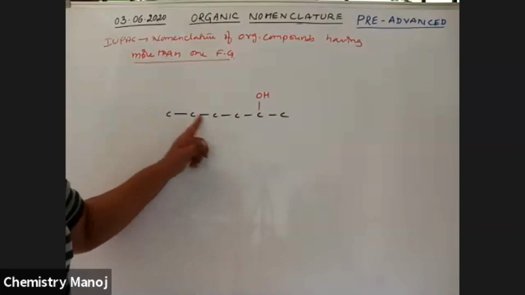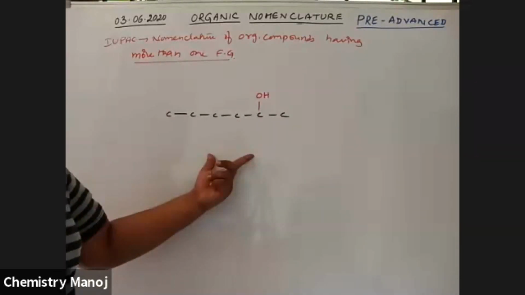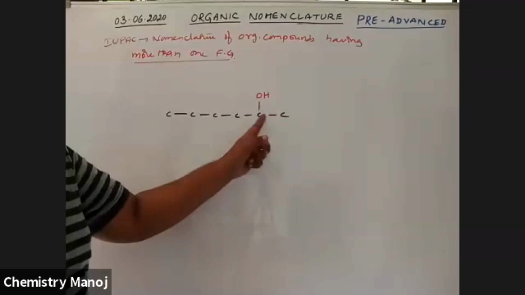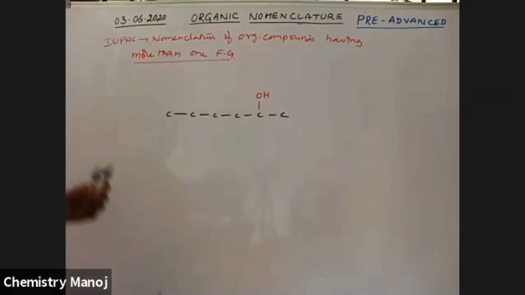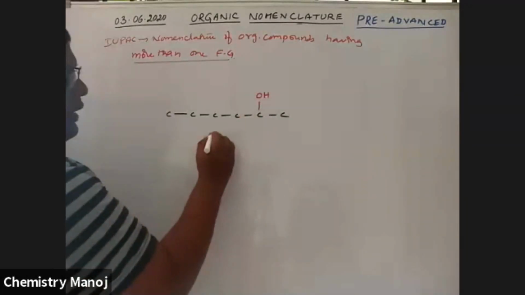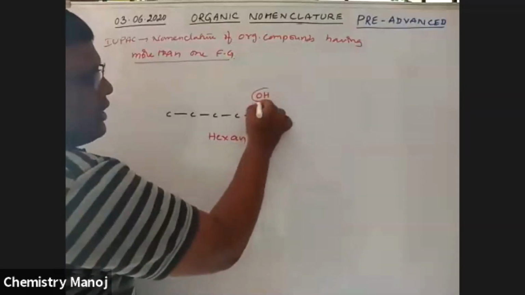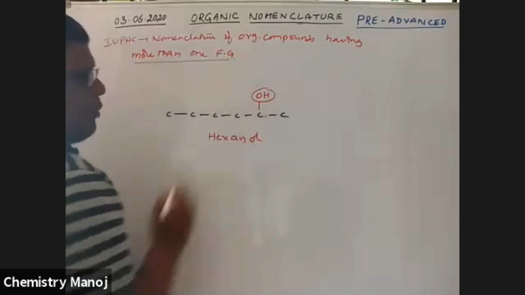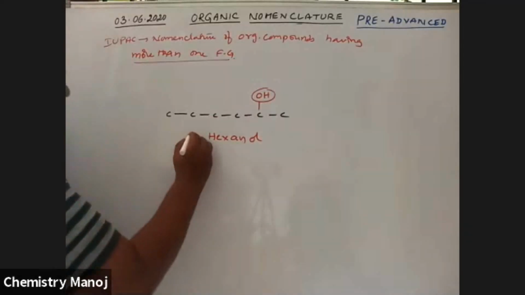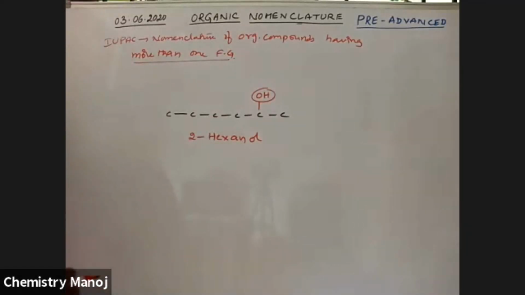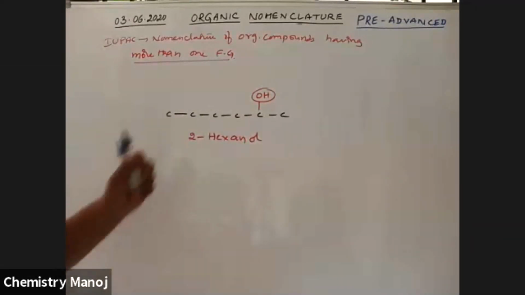1, 2, 3, 4, 5, 6, hexane. But at the second position OH is there. Therefore, the name of this compound is: AN, E is replaced since OH is there, OL is used, so hexanol at the second position. That is 2-hexanol, the name of this compound. 2-hexanol or hexan-2-ol. Okay, everything is correct.